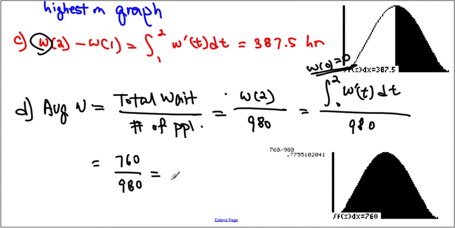It's about 0.776 hour per person. That's how much each person would have waited on average.